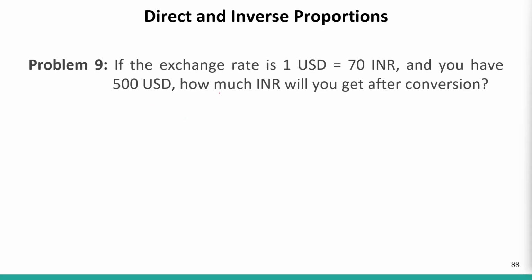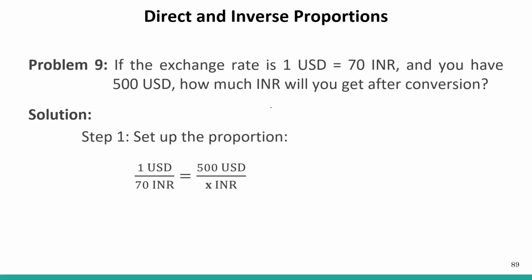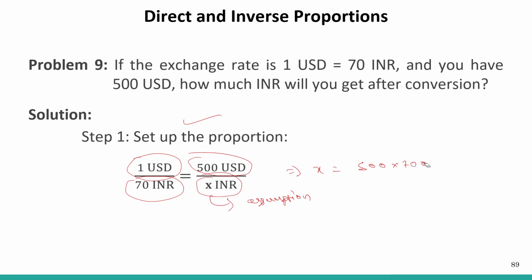If the exchange rate is $1 is equal to 70 Indian rupees, and you have 500 USD, how much Indian rupee will you be getting after the conversion? So let's go forward. Setting up the proportion, $1 is 70 Indian rupees and 500 US dollars is equal to X Indian rupees. This is what we have assumed here. So this implies that X is equal to 500 into 70 INR, right?